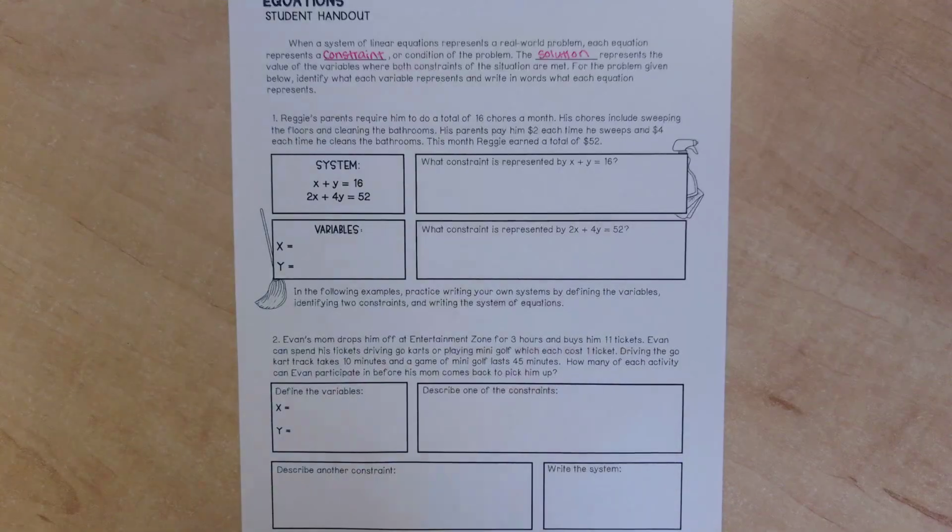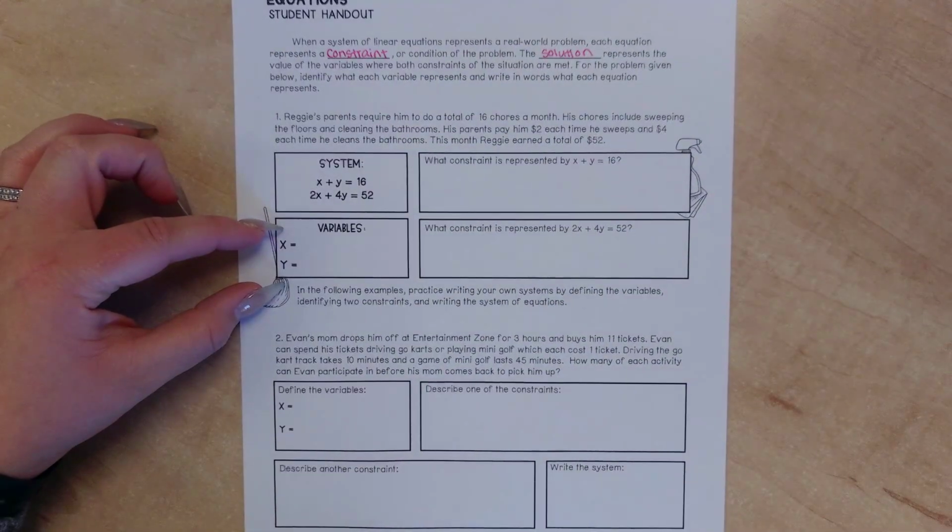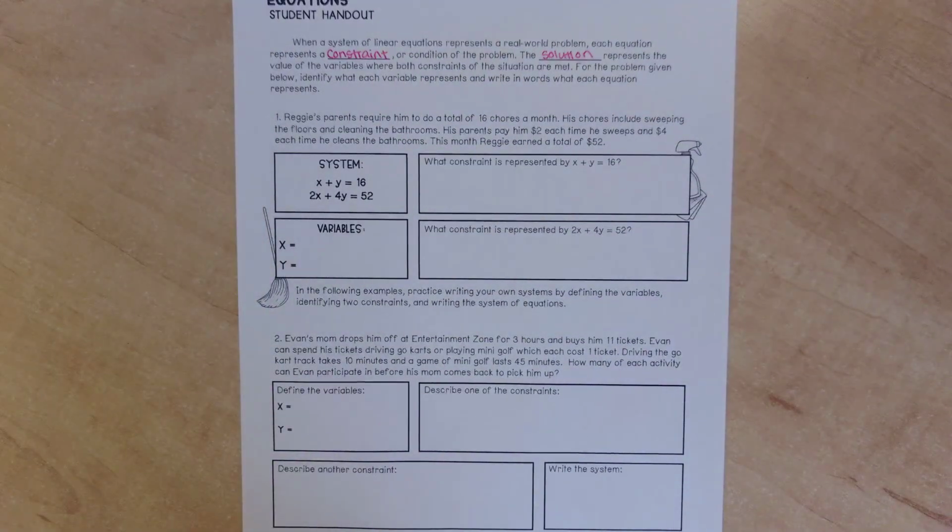Now, with that being said, we kind of need to know what the equations are talking about. So this first one says, what constraint is represented by x plus y equals 16? Well, if you don't really know what x and y are, you might be a little confused as to what the sentence is trying to say. So let's go down here to this variables section and let's go ahead and identify those. So with systems, you can actually give your variables titles.